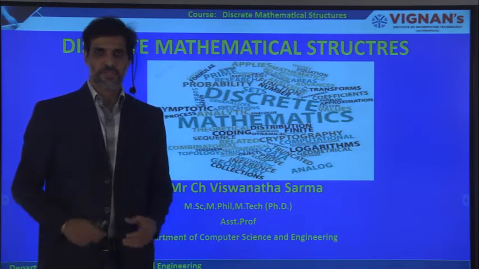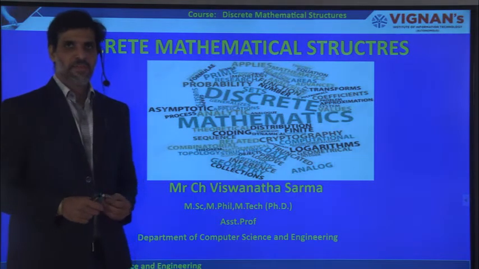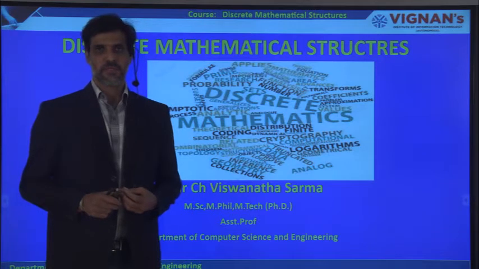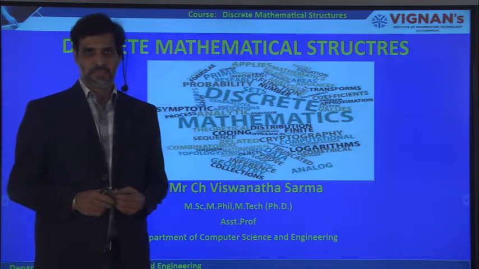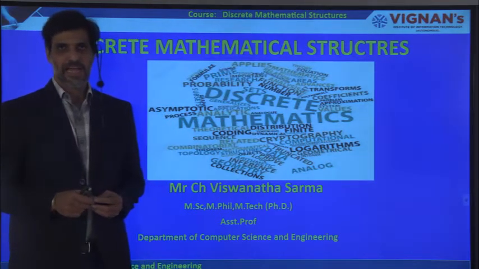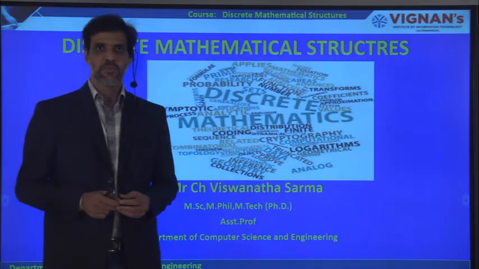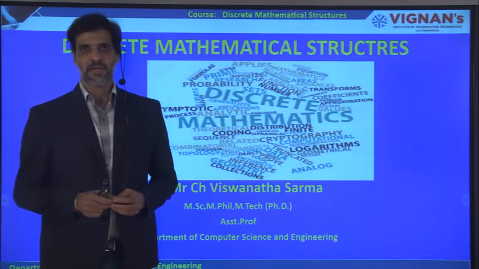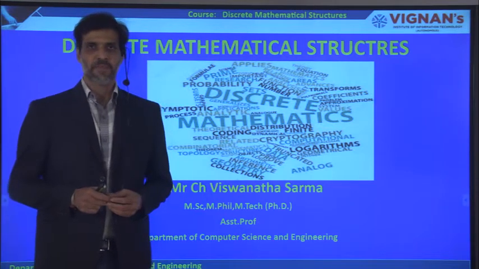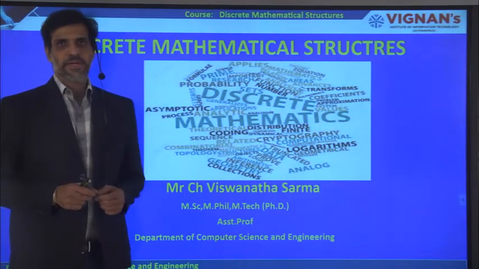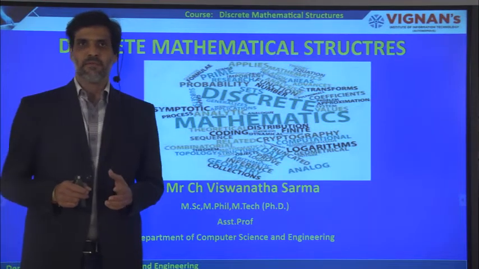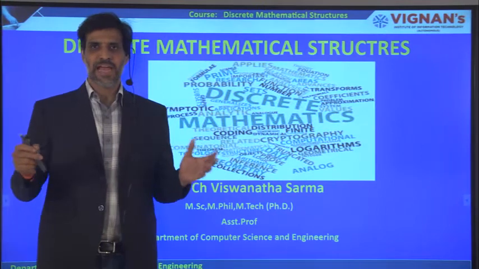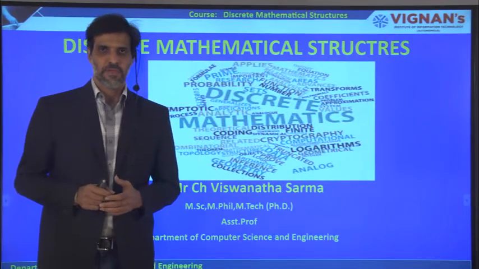Hello my dear students. In the previous lecture of graph theory, we discussed Euler's path, Euler's circuit and Euler's graph. Similarly, Hamiltonian path, Hamiltonian circuit and Hamiltonian graph. We completed that and we discussed the differences between Euler's graph and Hamiltonian graph.